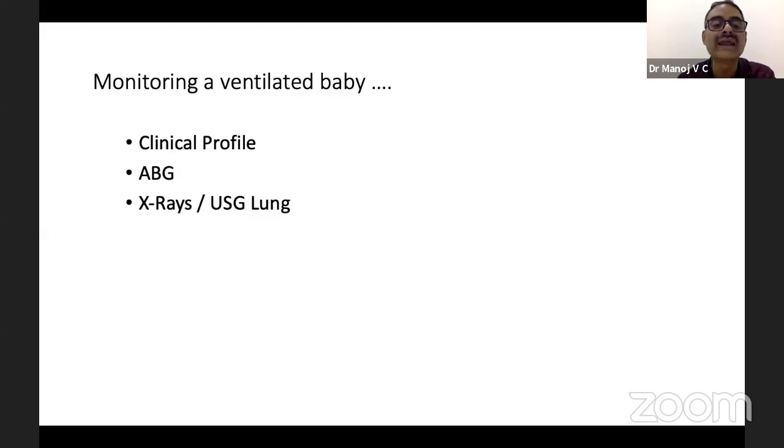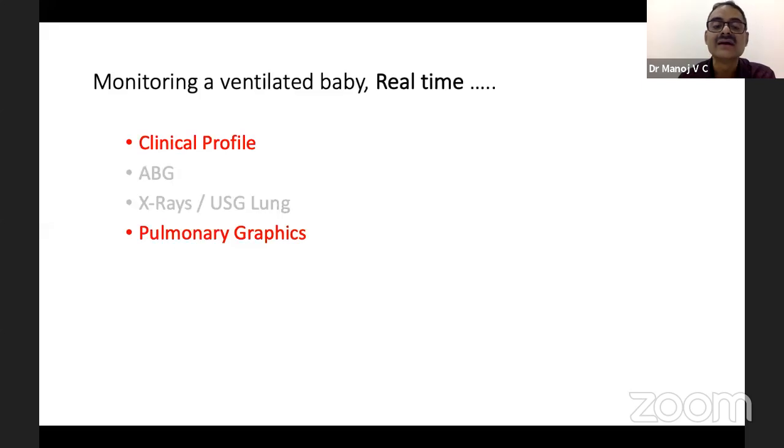There is one more parameter which we are going to talk about today, that is your pulmonary graphics. And why do you want to talk about it? Because in real time, you can do only pulmonary graphic monitoring. And of course, the clinical profile is always there. The clinical profile of the baby takes precedence over all the other parameters. You can't do blood gas 24 hours. You can't do x-rays 24 hours. So probably the best way is to get a trend in your pulmonary graphics and then follow thereafter.